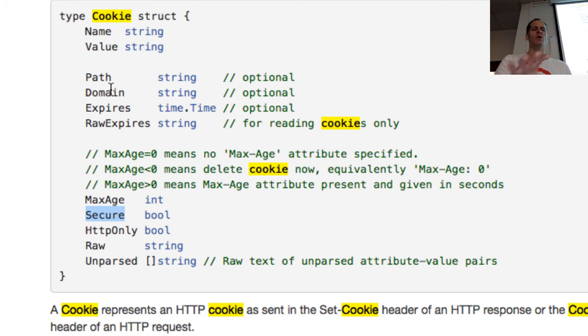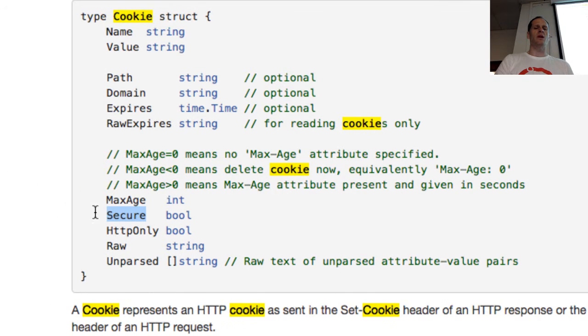But secure means only HTTPS. That means your cookie can't be sniffed going over the wire, and it's all encrypted. It won't be transmitted if it's not encrypted, so that's always good to set to true. And HttpOnly means your cookie can only be accessed via HTTP. JavaScript, client-side scripts cannot access the cookie, so that's good.